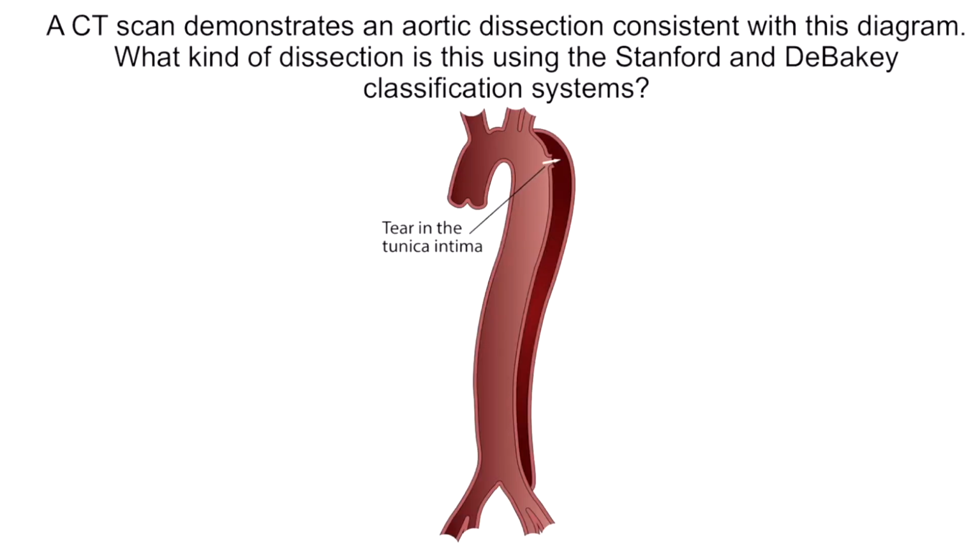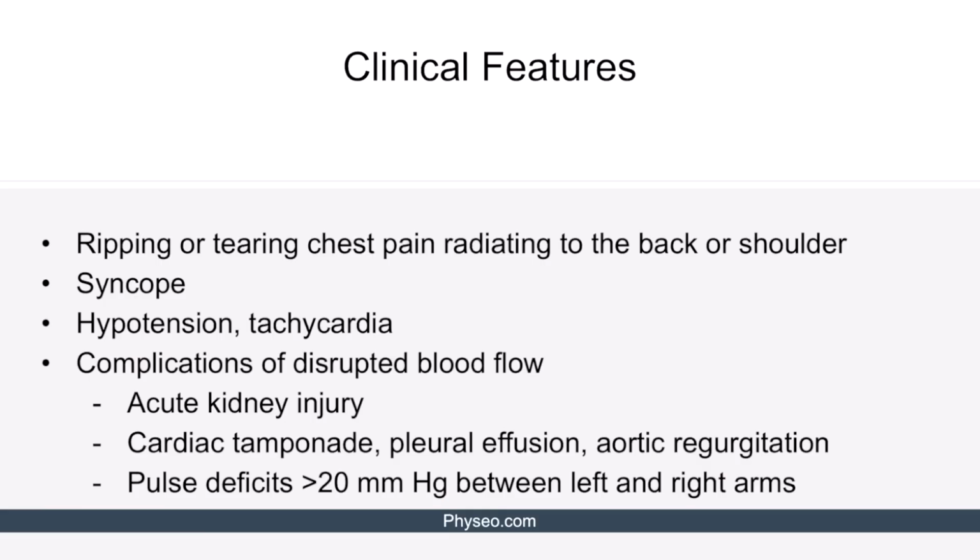Let's do a quick review. A CT scan demonstrates an aortic dissection consistent with this diagram. What kind of dissection is this, using the Stanford and DeBakey classification systems? The torn intima is involving only the descending aorta. This means we are treating a patient with a type B dissection, according to the Stanford classification, and a type 3 in the DeBakey. The most characteristic feature of aortic dissection is ripping or tearing chest pain.